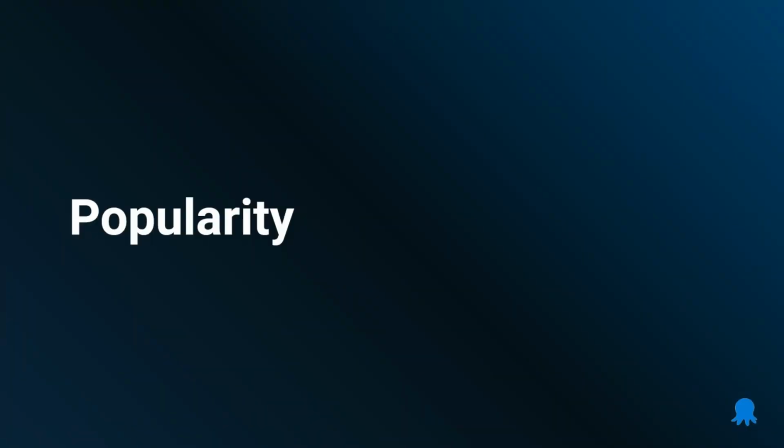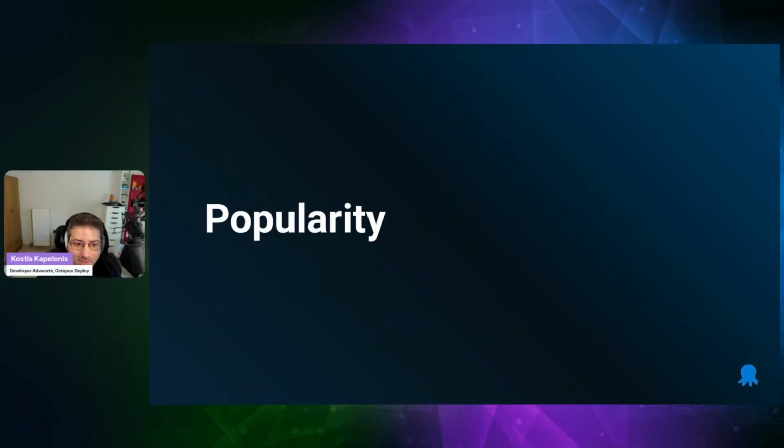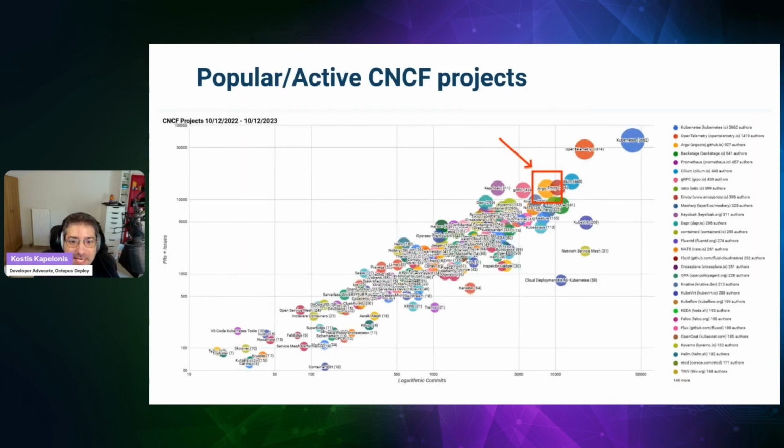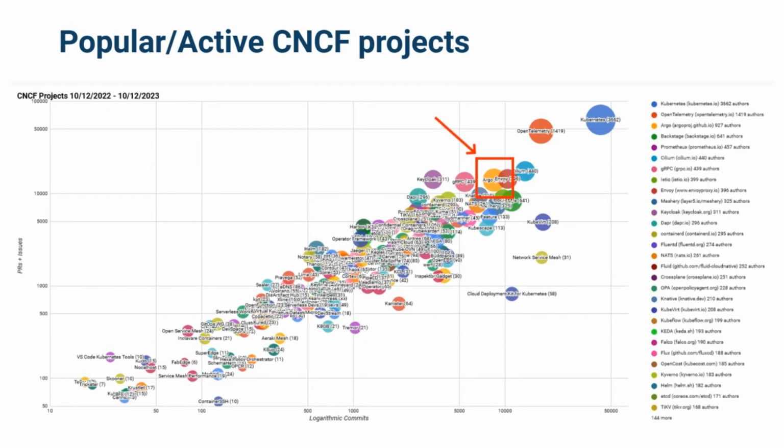So why should we care? Why should you care about the Argo projects? Why are they important? This is the graph from the velocity blog post that is published on the CNCF blog every 6 months. Essentially, it shows the popularity of projects. The vertical axis is pull requests and issues. The x-axis is commits. And on the right, you can see the number of contributors.